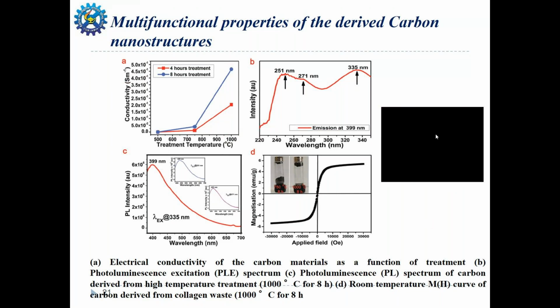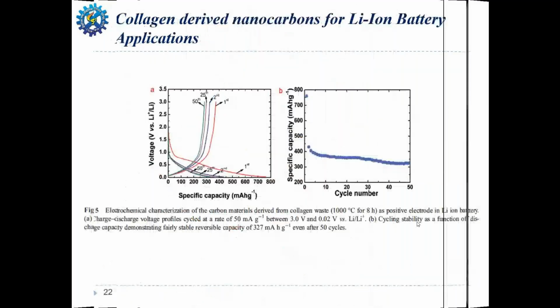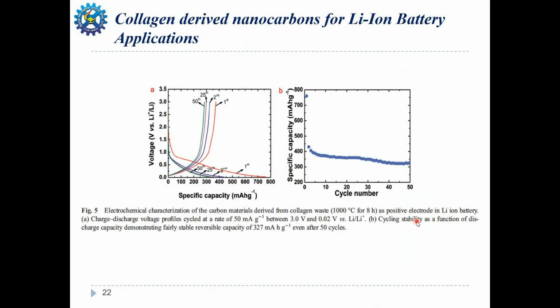This video shows the magnetic effect of this carbon. However, it is due to the presence of impurities. So because of its good electrical properties, we try to use this as an anode for lithium-ion battery applications, and we found that these can be used for different cycles, up to 50 cycles.